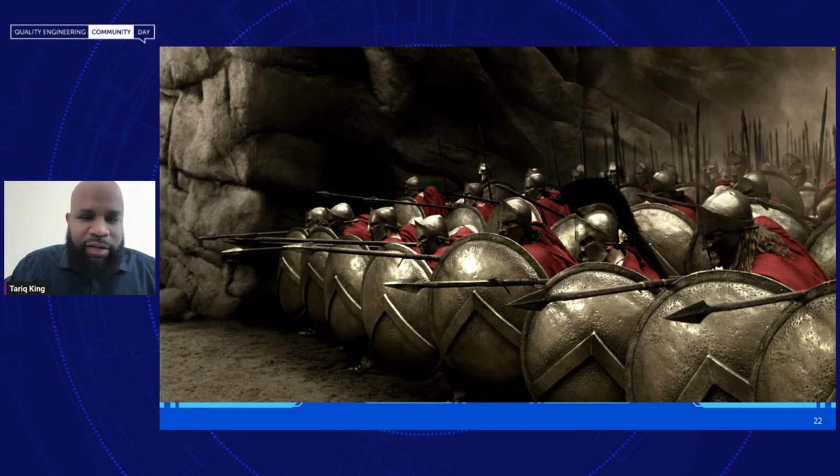But nonetheless, force multipliers, key part. So technology and tools, people and process, as well as methods.